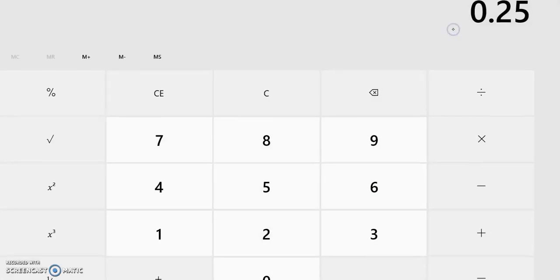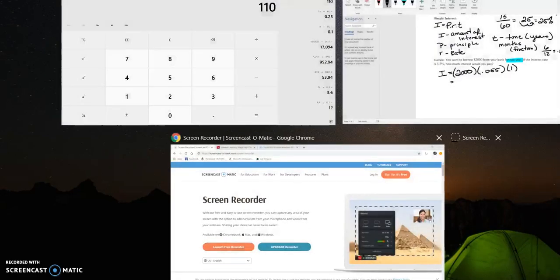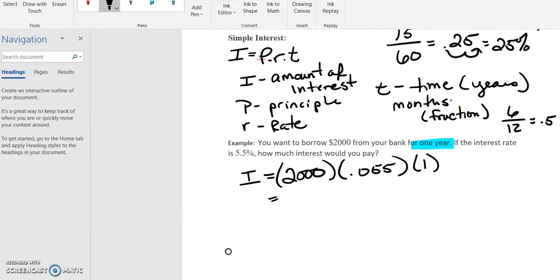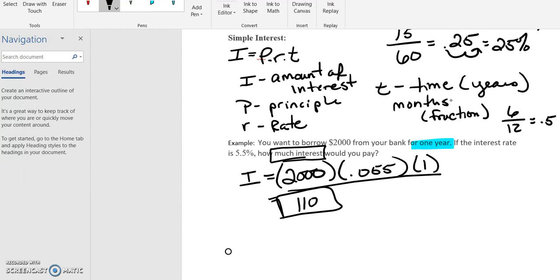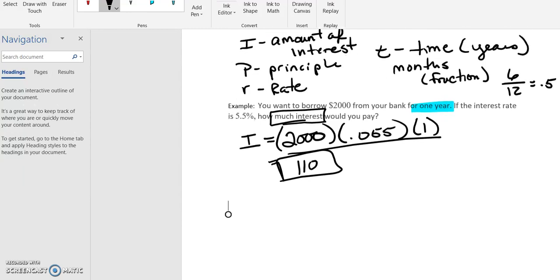And we can multiply this out. So that's 2,000 times 0.055, and then we're multiplying that times 1. That means that in that year I'm going to be paying 110 additional dollars. So remember, when multiplying this out, I get 110, and that's what it wants. It wants to know how much interest you would expect to pay. Well, that is my interest. That's what I expect to pay, $110 over that 2,000.